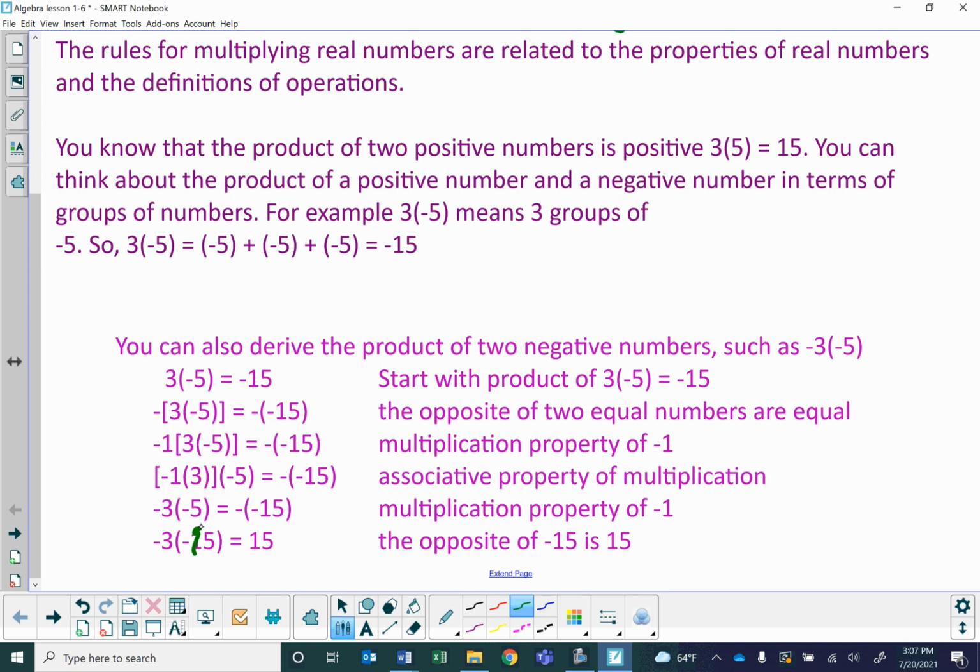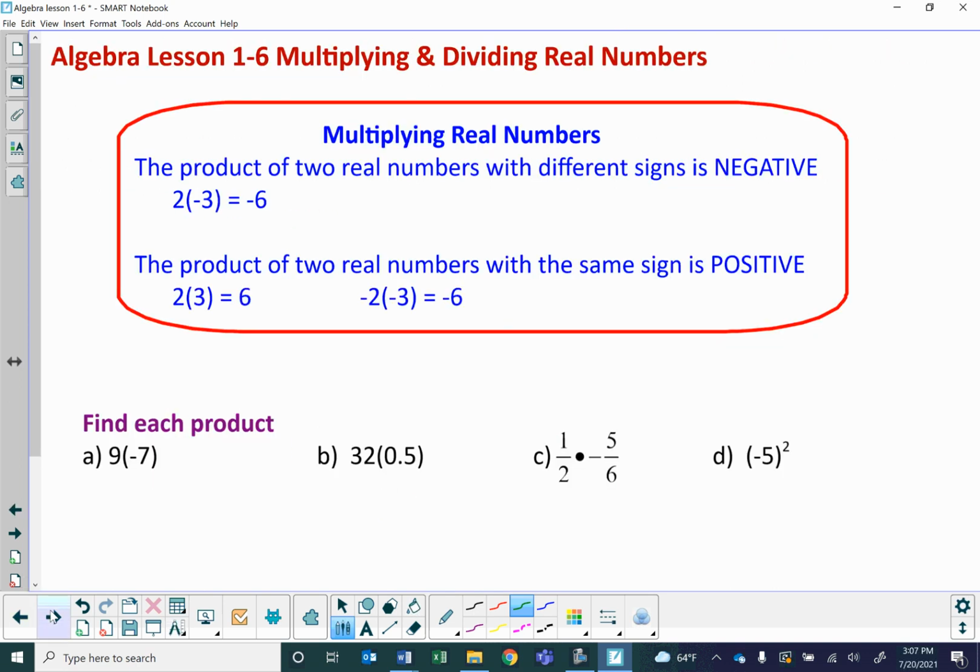Understanding this illustrates our rules for multiplying real numbers. The product of two real numbers with different signs is negative. If the signs are different, the product is negative. A negative times a negative is a positive, but a positive times a negative is a negative. The product of two real numbers with the same sign is positive. So different signs are negative, same signs are positive. If I have two positive numbers, my answer is positive. If I have one negative and one positive, my answer is negative. If I have two negative numbers, my answer is still positive.